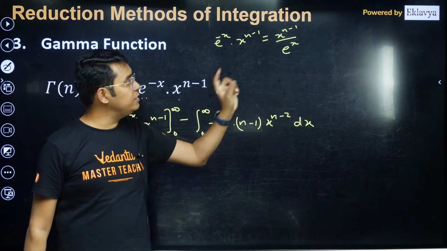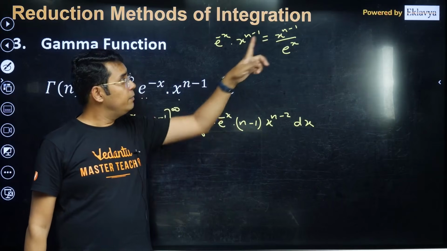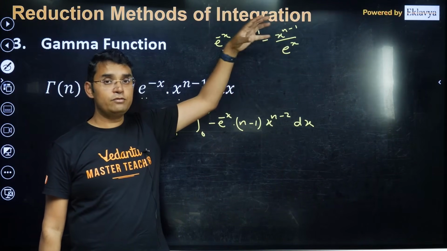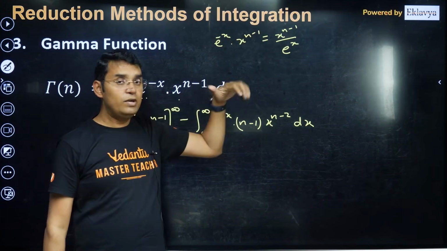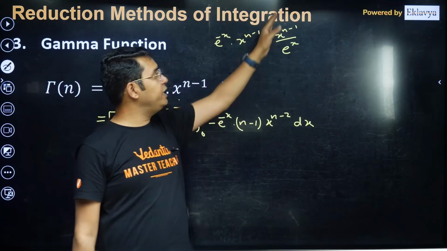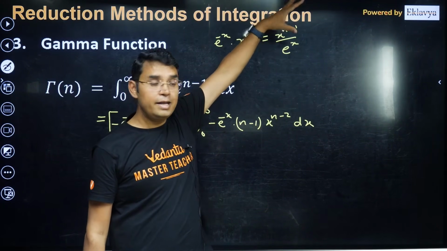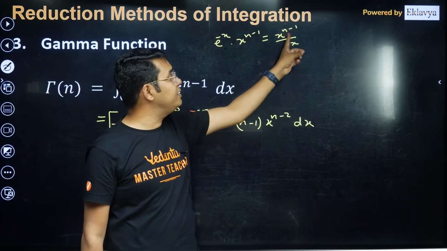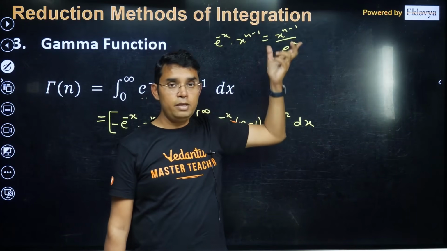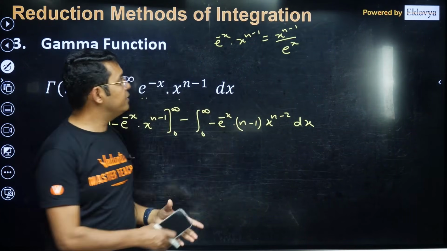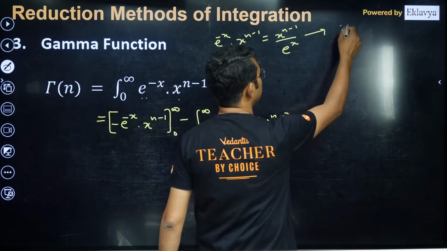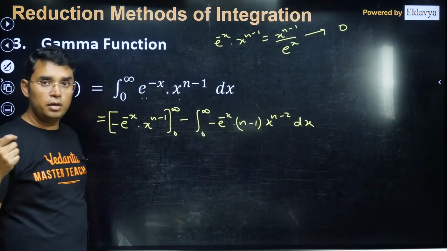If you differentiate once, e power x will not change, but x power n minus 1 will change, reduce actually. Once again, if you use L'Hôpital's rule, every time the degree of your term here will reduce, and this will remain the same. So ultimately this will become some constant divided by e power x, and as x tends to infinity, this will tend to 0.